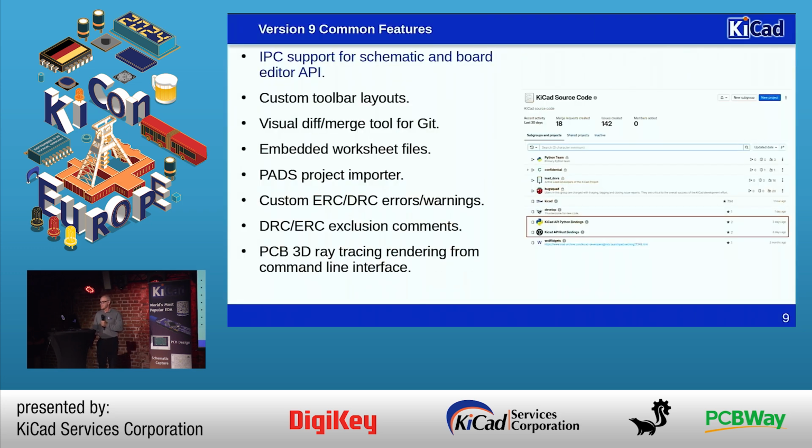So we talked about this a little bit yesterday with the Python bindings. This is an internal change. It's not front-facing, but it's a big change. And so we now have IPC support for the schematic and board editor APIs. It's a true API. And then we also have bindings for KiCad and Rust, and they're in their own separate repos on GitLab.